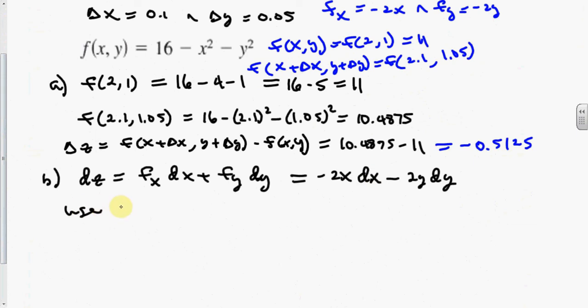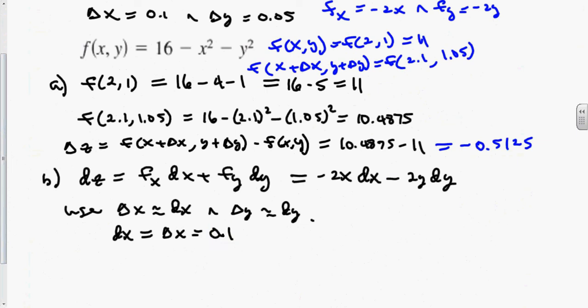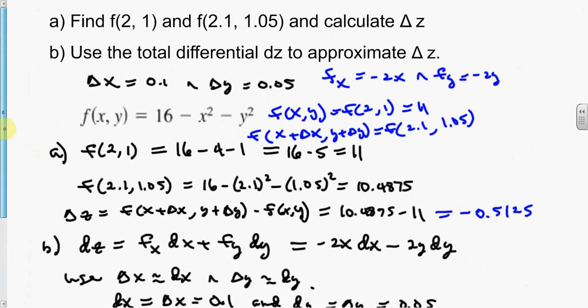So we're going to use this delta x to approximate the dx, and we'll use delta y to approximate dy. So here, dx, if it's set to be this delta x, that's 0.1. And dy, being approximated by delta y, that's 0.05. x is equal to 2, y is equal to 1.